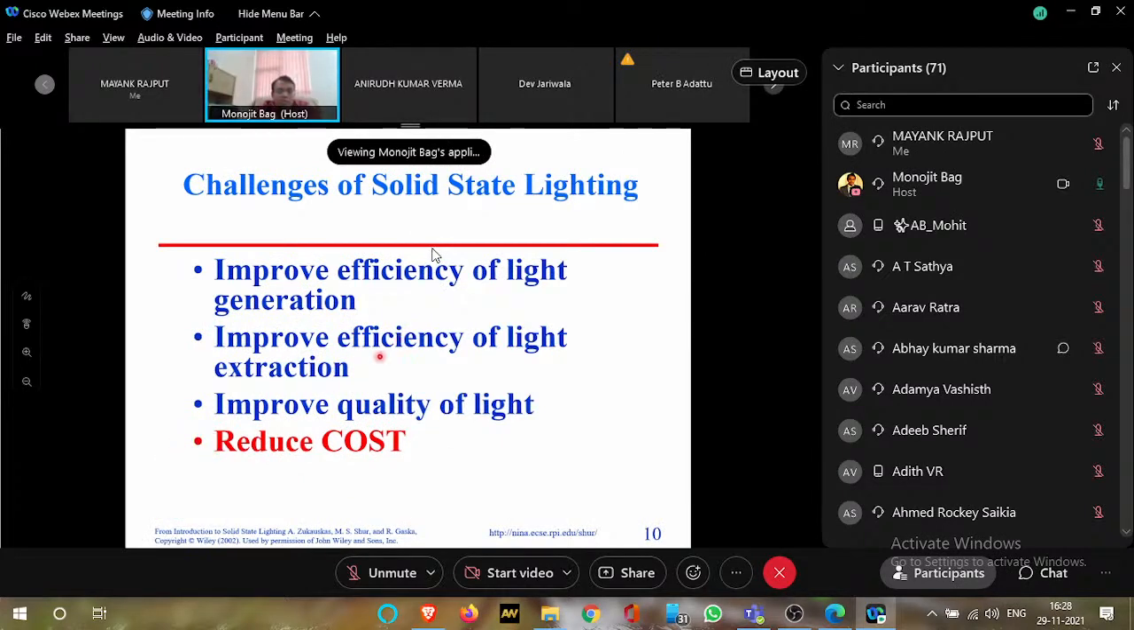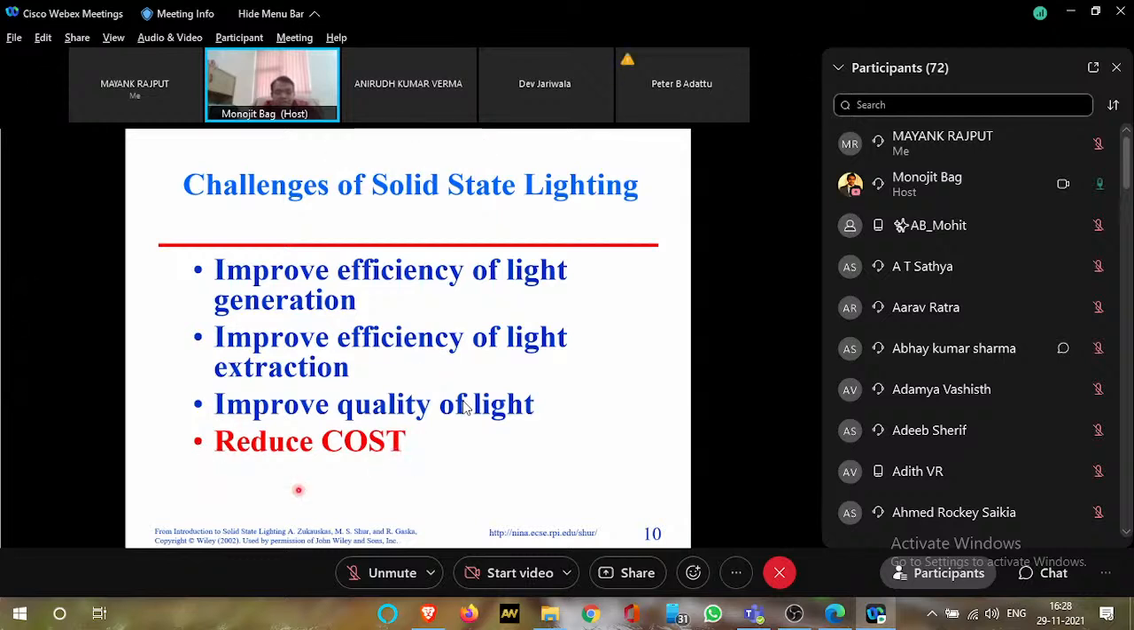This is one of the bottlenecks why the external quantum efficiency is not high in some of the LEDs. So these are the challenges in recent years that people have been trying to address, and people are addressing some of these challenges.